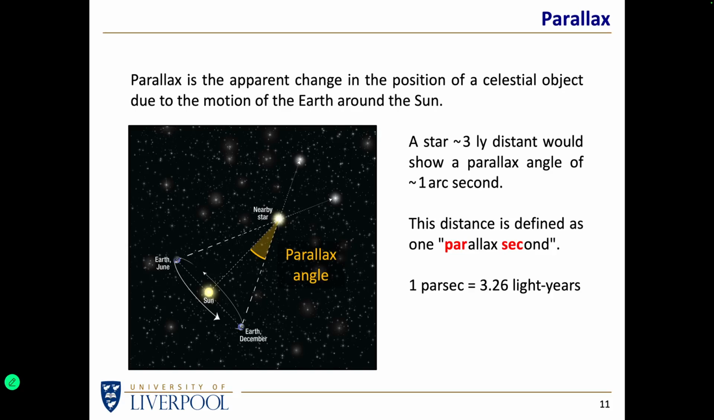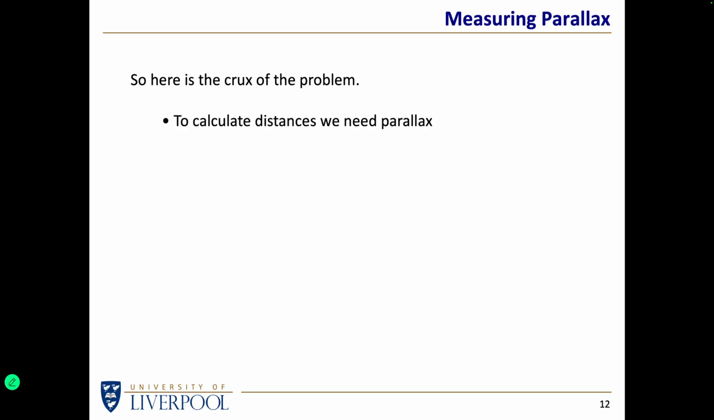Remember, the nearest star is actually 4 light years away, therefore there are no stars as close as 1 parsec. So all stars will have parallax angles of less than 1 arc second. And if a star is thousands of light years away, it will have a parallax angle that is 1,000 times smaller than that. So here's the crux of the problem.